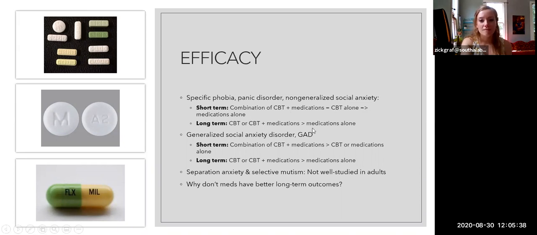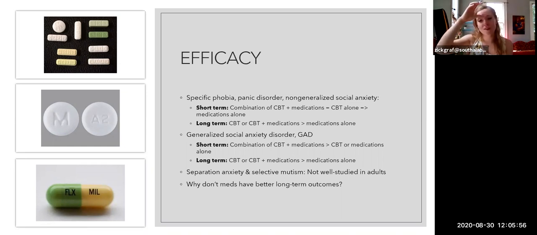But, oh, I'm sorry. I got confused. That should be greater than or equal to, because in the short term, medications alone can be effective, but in the long term, medications alone are not as effective for those disorders, for the very specific fear disorders.